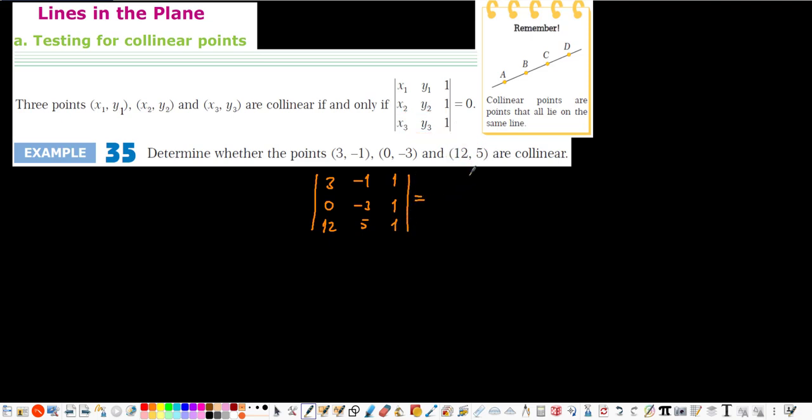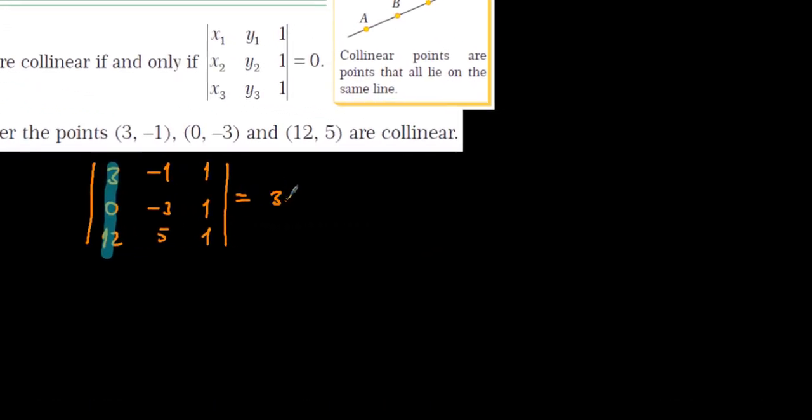So I'm going to calculate the determinant of this one by using the cofactor expansion again. I'm going to use this column. So the first one is 3 times (-1) to the power of 1 plus 1, first row, first column. Then here we have the minor, which is equal to -3, 1, 5, and 1.